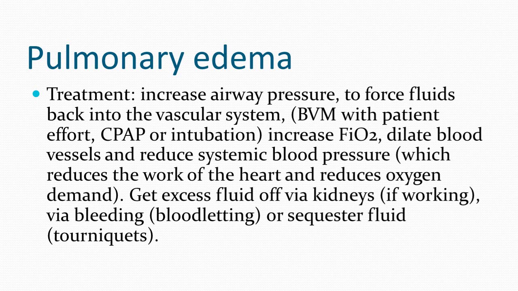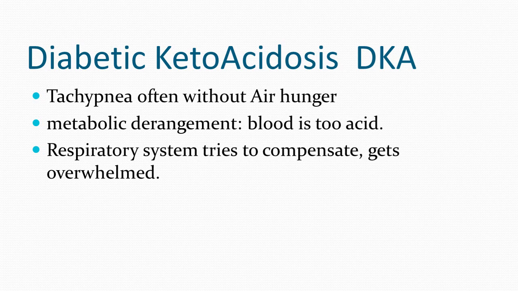Treatment: increase airway pressure to force the fluid back into the vascular system. Increase FiO2, dilate the vessels, and reduce the systemic blood pressure, which reduces the work of the heart and reduces the oxygen demand. Get excess fluid off through the kidney if working, or via bleeding, bloodletting, and sequestering the fluid with tourniquets.